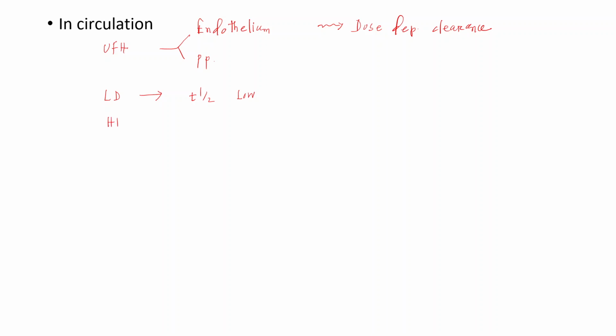But if you give a higher dose, the endothelium is already saturated with heparin. Now the half-life will increase. So at low dose, the half-life is low. At higher dose, the half-life is more, and it will show a dose-dependent clearance because of the binding to endothelium. Binding to endothelium causes dose-dependent clearance, and binding to plasma protein will cause unpredictable activity or unpredictable response.